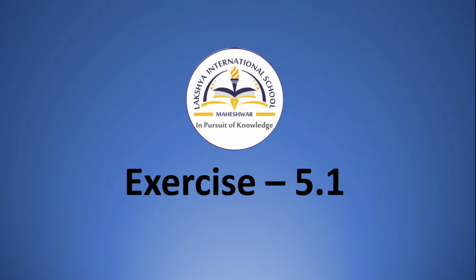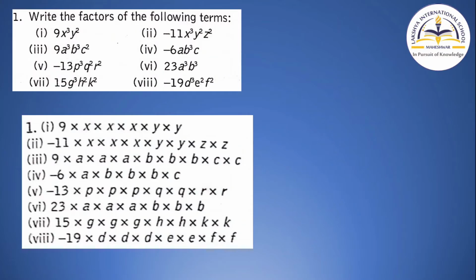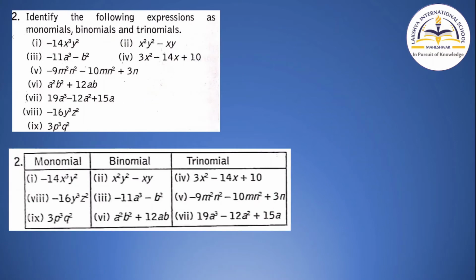Now we will see exercise number 5.1. Question number 1, write the factors of the following terms. First question, 9x power 3 y square. Now 9 into x into x into x into y into y; we have to write x 3 times and y 2 times. Now question number 2, minus 11x cube y square z square. Minus 11 multiplied by x into x into x, because x cube is there, y into y because y square is there, z into z. So like this you have to solve these questions. All the answers are given here.